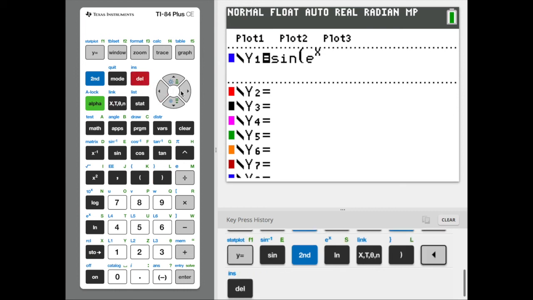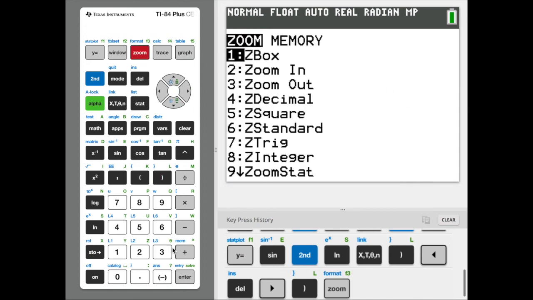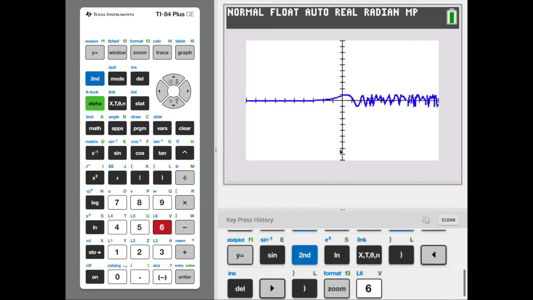It's doing that in the exponent, so let's move to the side here and close those parentheses. So if we graph this function, I'll just do a standard zoom for right now. We can see that this blue line that we've got is sort of oscillating back and forth, which makes sense because it's a sine function.